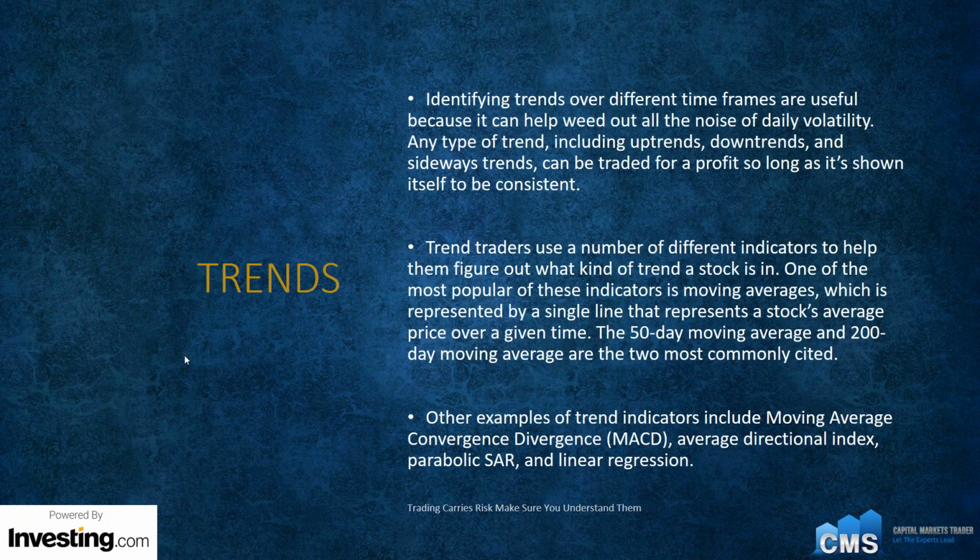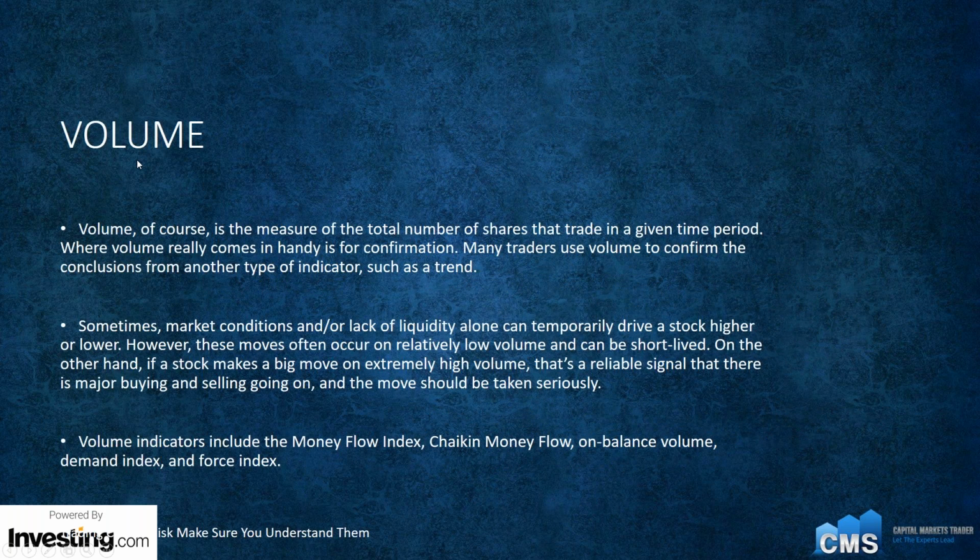Other examples of trend indicators include moving average convergence and divergence, which is called MACD, ADX, which is average directional index, and linear regression. There are many different indicators that fall into this category. So you have to be aware when you're selecting an indicator what category it falls in and what it's trying to tell you. Then, of course, we go to volume indicators.